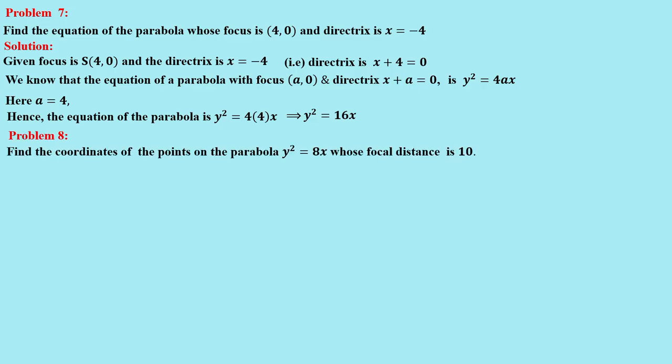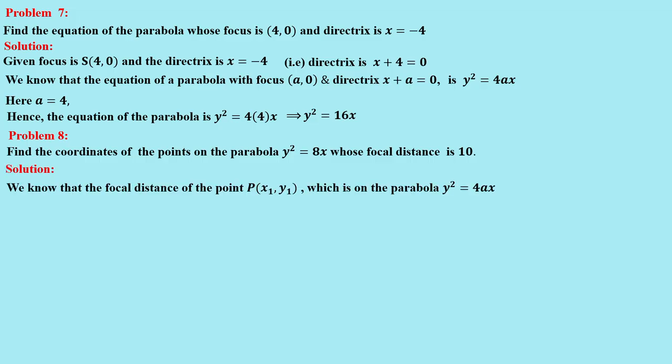Next, find the coordinates of the points on the parabola y square is equal to 8x whose focal distance is 10. So we know the focal distance of the point P(x1, y1) with respect to the parabola y square is equal to 4ax is given by x1 plus a, right. So given parabola is y square is equal to 8x. So 4a is equal to 8, that implies a is equal to 2.